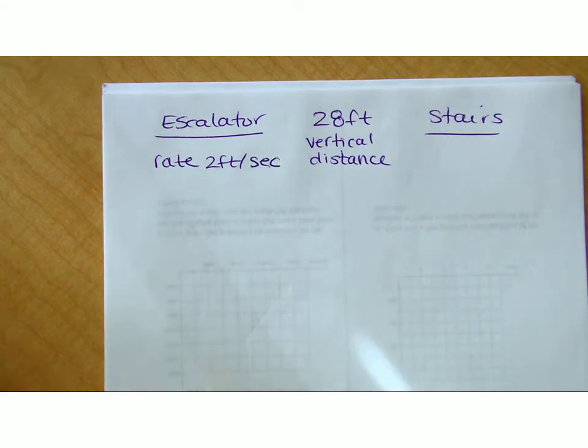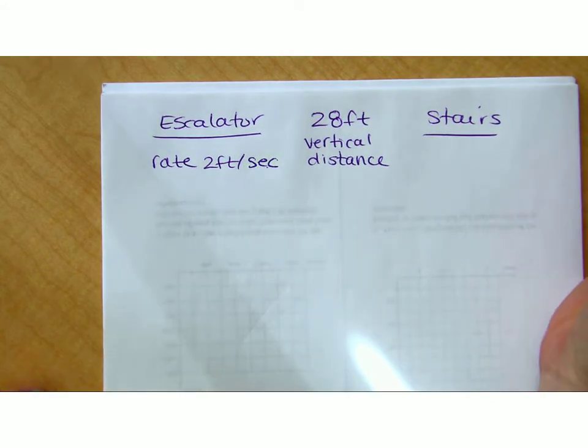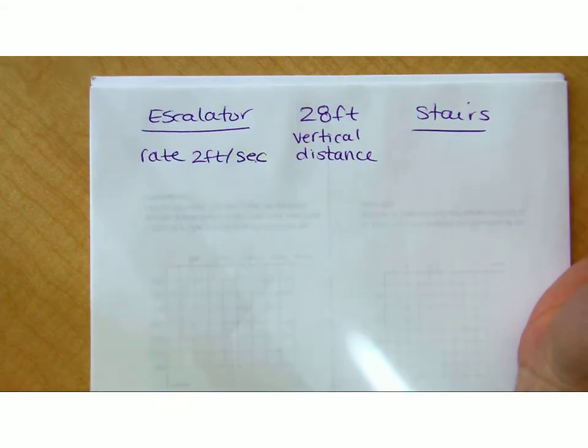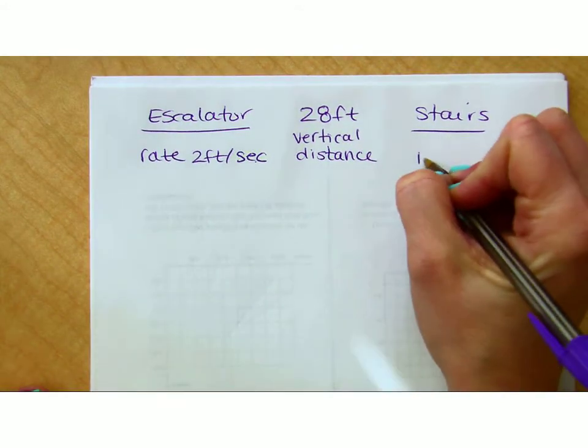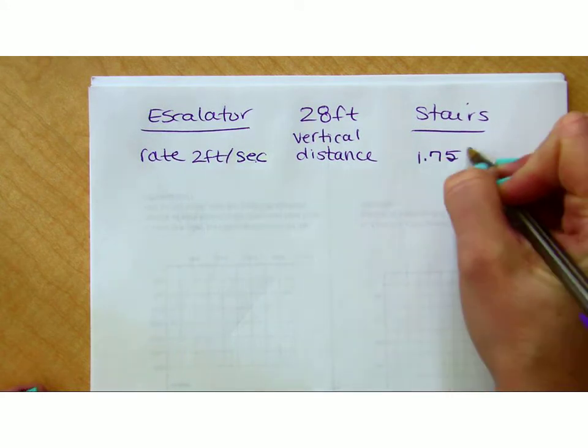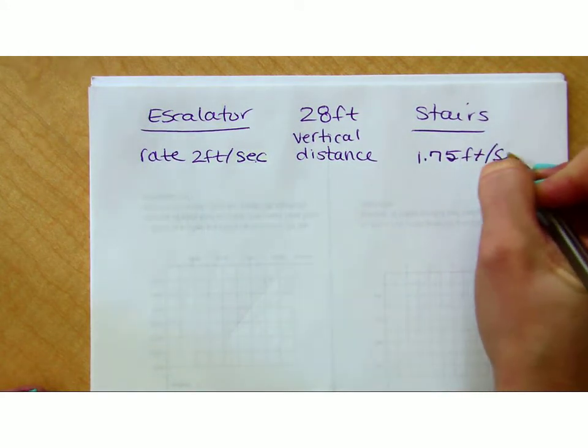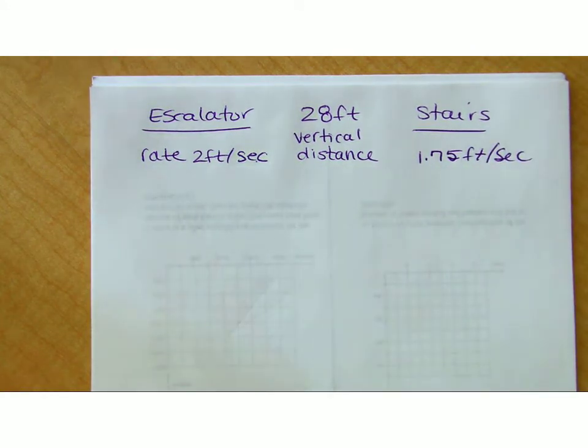All right. If you take the stairs and you're walking at the same rate, you could travel 1.75 feet per second. Okay? So, I have all the information I need to set up this double graph. Okay? Now, here's what I'm asking you though.